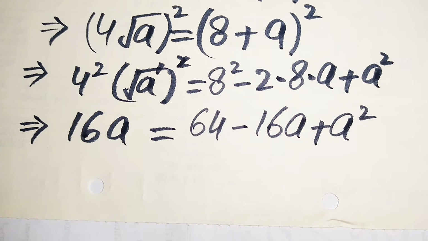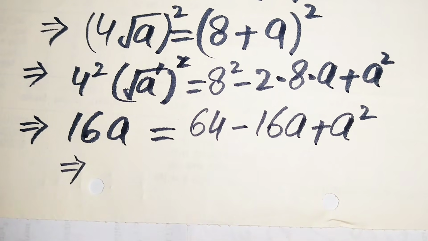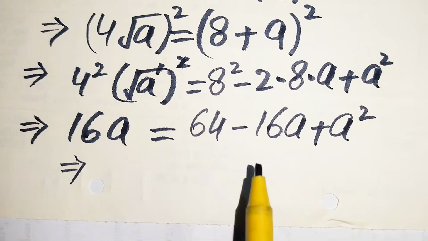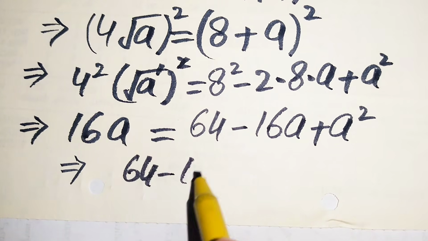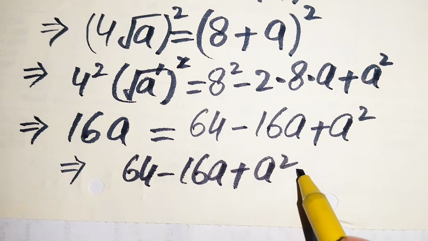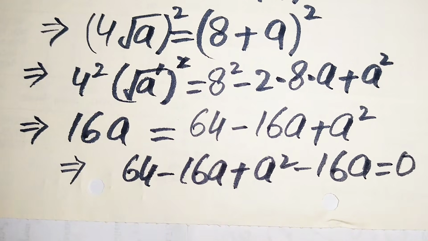And now in the next step here we need more simplifications, and this will be written as, we move the term 16a from left hand side to the right hand side, and this will be written as 64 minus 16a plus a square. This positive term becomes negative 16a, and this whole equation is equal to 0.